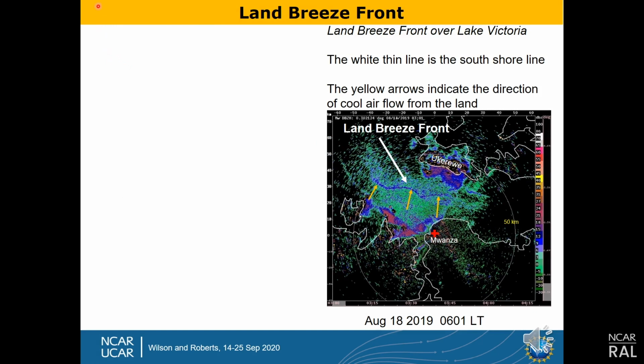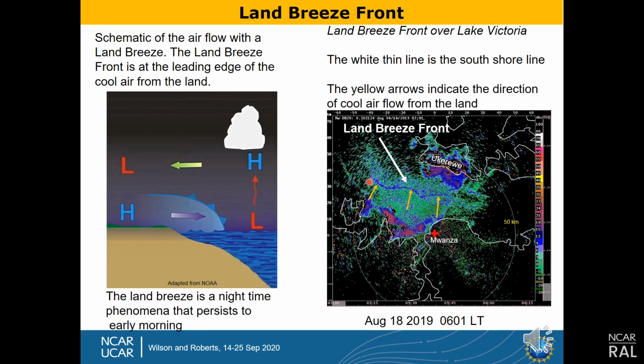Okay, moving on to the land breeze front. We have a land breeze front that we see out over the lake. This is from Mwanza. We have the cool airflow off the land at nighttime, and that creates this thin line of convergence.